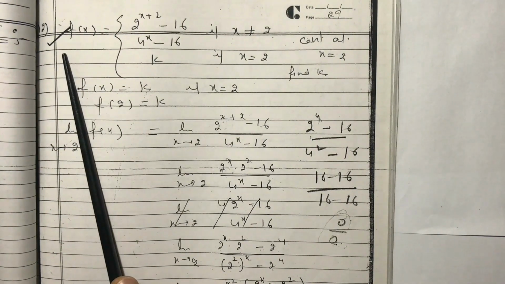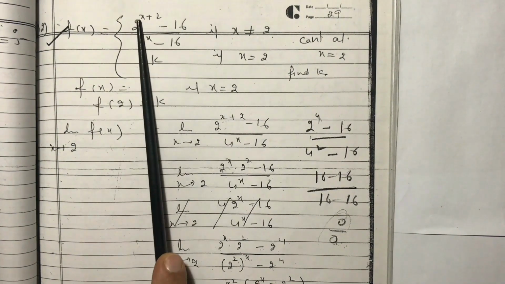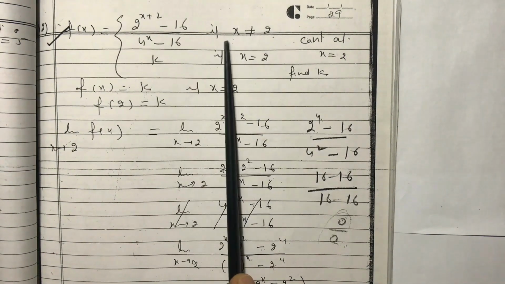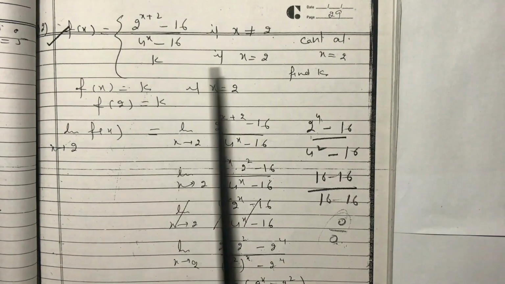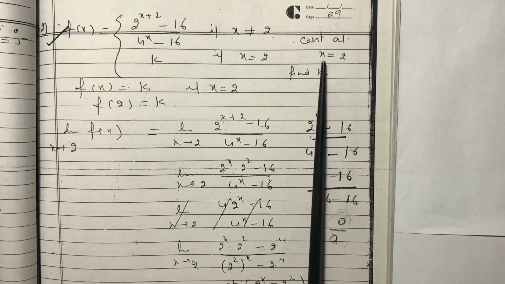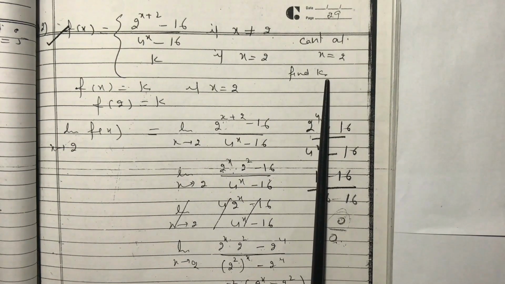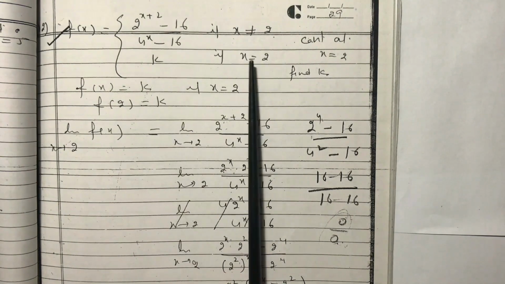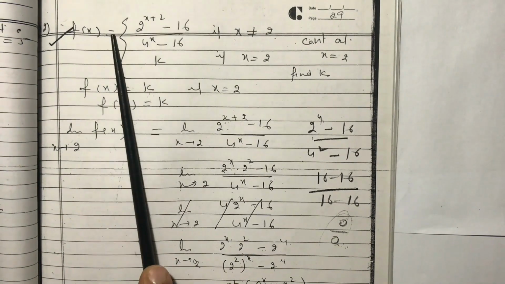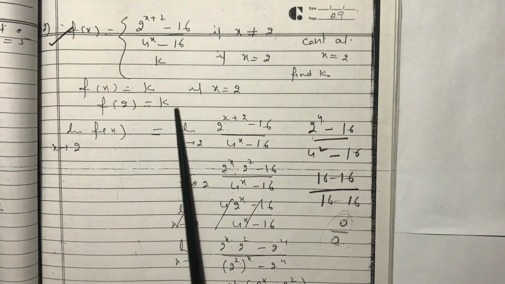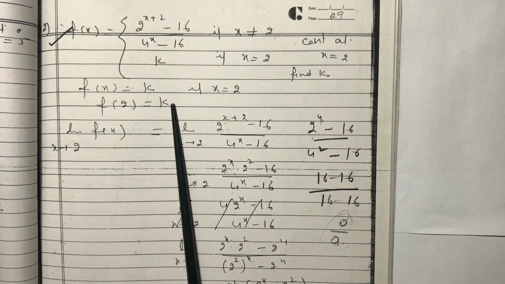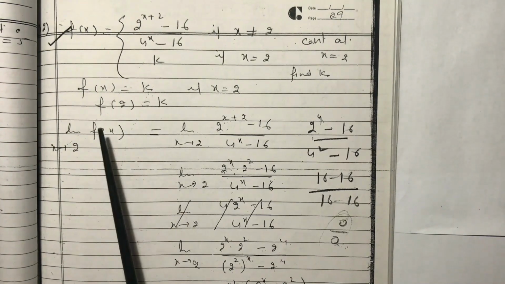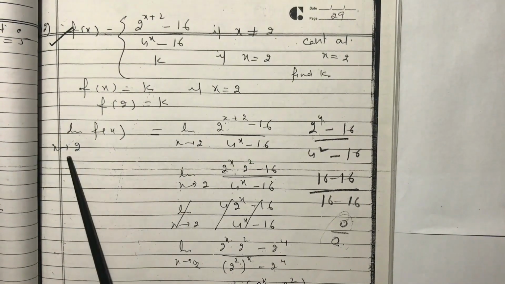Now question number 12. f(x) is 2 raised to power x plus 2 minus 16 upon 4 raised to power x minus 16 if x is not equal to 2, and this is equal to k if x is equal to 2. This is continuous at x is equal to 2. We are to find the value of k. Now since f(x) is k, if I substitute x as 2, so f(2) is k. So we have this value f(2) is equal to k. Since function is continuous, so limit of f(x) as x tends to 2 is equal to f(2). So we will first find limit of f(x) as x tends to 2.